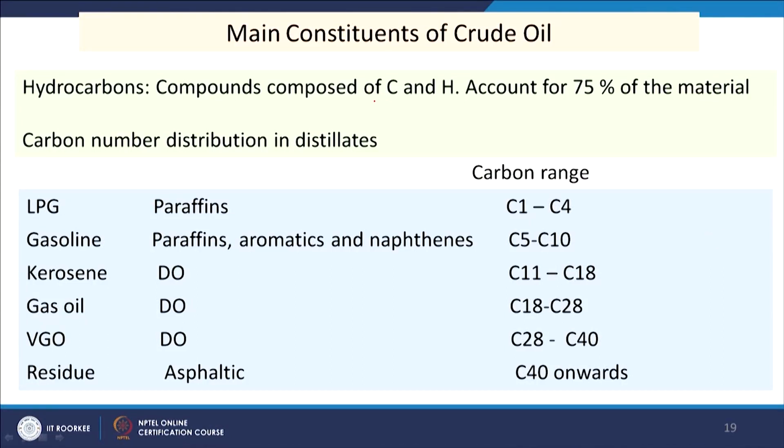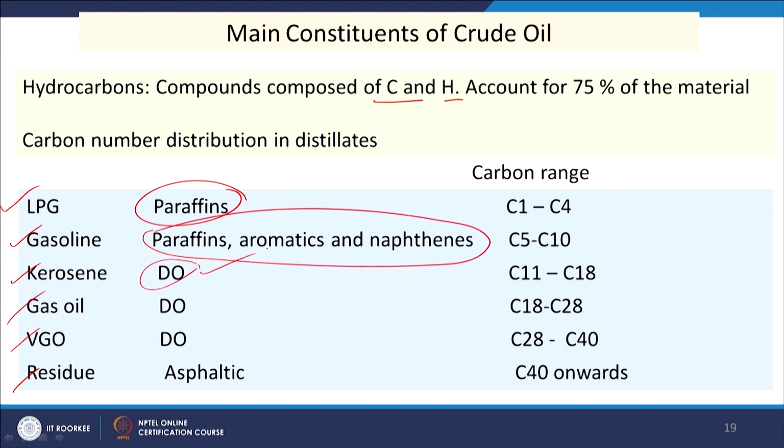Now, we will see the main constituents of crude oil. So, obviously carbon and hydrogen are the main constituents, and different fractions of this are LPG, gasoline, gas oil, VGO and residue. The LPG is basically paraffins, then gasoline has paraffins, aromatics and naphthenes, kerosene is also the same, and the residue is mostly asphaltic, and their carbon range is given here. These are the typical ranges.